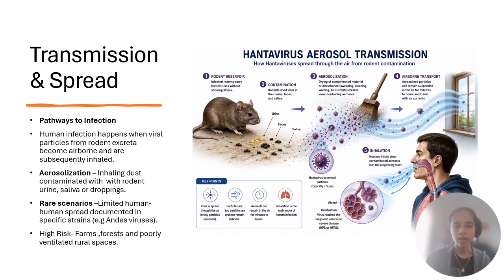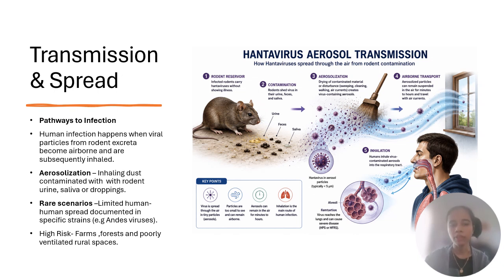The most common route of transmission is through a process called aerosolization. What does that mean? This occurs when the virus-containing particles in rodent urine, saliva or droppings are disturbed and released into the air, often during cleaning, farming, sweeping or entering abandoned spaces. Once these microscopic particles are airborne, they can be inhaled into the lungs so that the virus enters the body. Unlike highly contagious respiratory viruses, person to person transmission of hantaviruses is extremely rare.